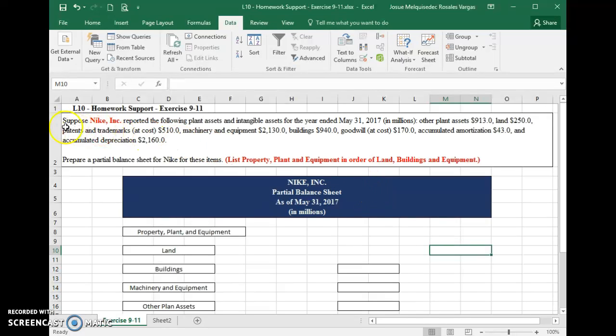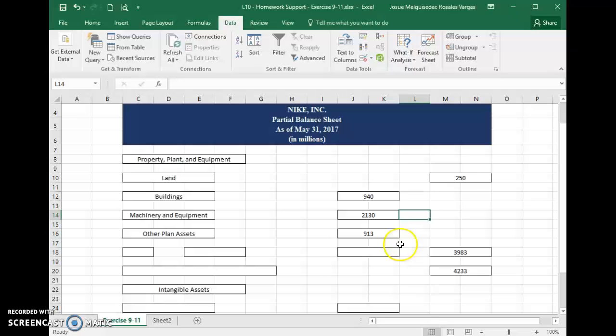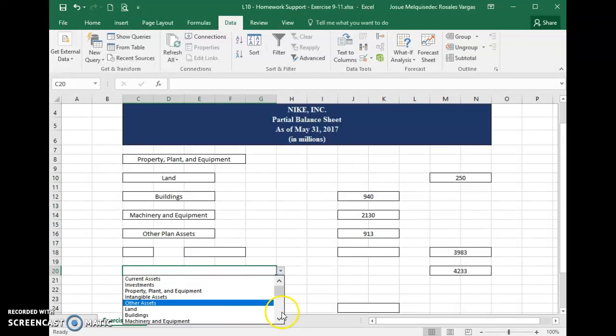As you can see, for land we were given $250 million. For buildings, we were given $940 million. For machinery and equipment, we have $2,130 million. And for other plant assets, we have $913 million. As you can see, I have land plus the total of the other assets, and I have a total amount here, which is the total property, plant, and equipment. So we already got that information.